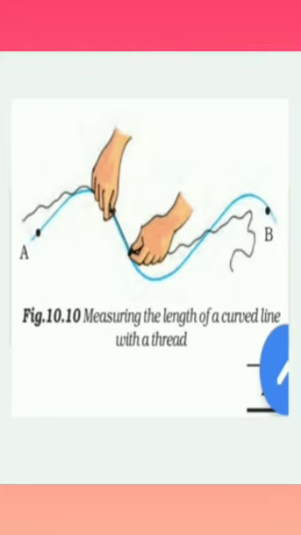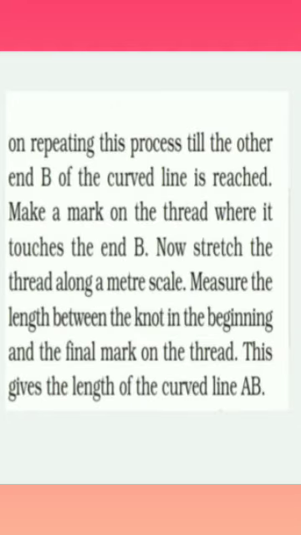So look at these pictures. We put a knot on one side and then we have to keep the thread along the curved line. Okay, so starting from A and ending at B. Keep on repeating this process till the other end B of the curved line is reached.